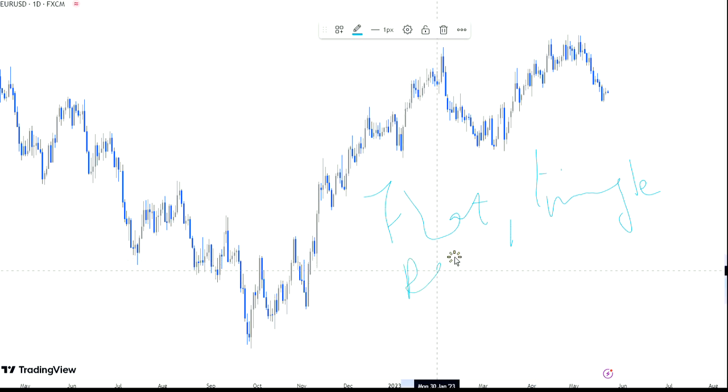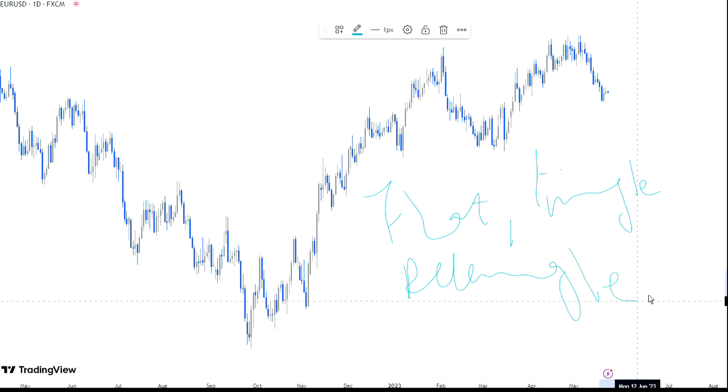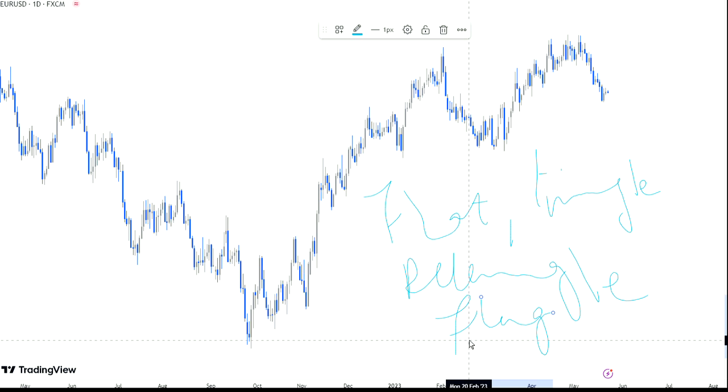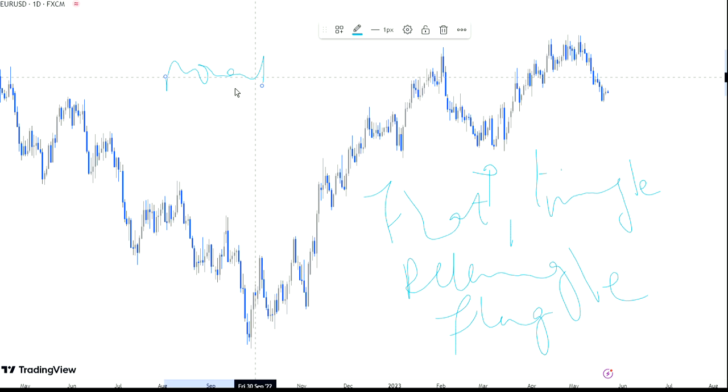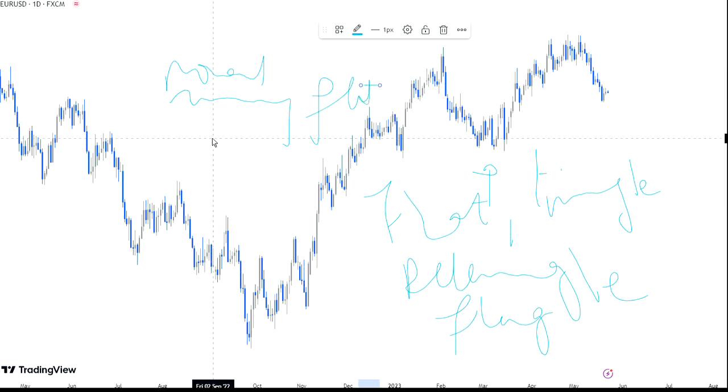what we call a rectangle. Then inside we have a flag. Sometimes you can have, in a flat, 3 kinds of flat. We have a normal flat, we have a running flat, and then you will be having an expanded flat. That is what we call an expanded flat.